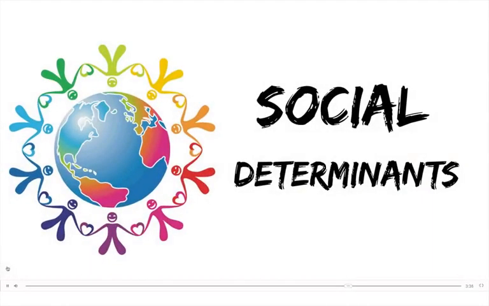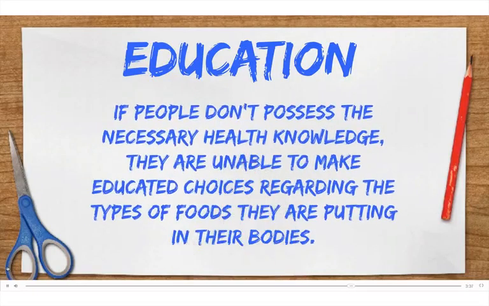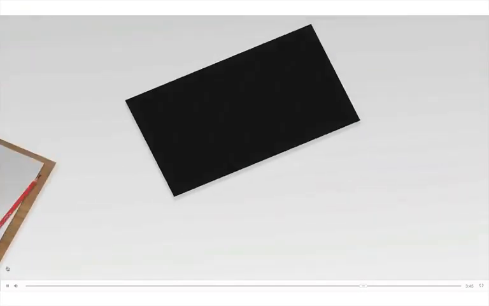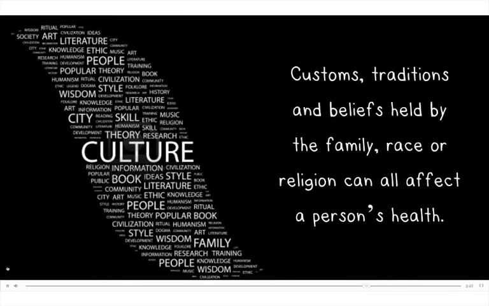Social determinants. Education. If people don't possess the necessary health knowledge, they are unable to make educated choices regarding the types of foods they are putting in their bodies. Culture. Customs, traditions and beliefs held by the family, race or religion can all affect a person's health. For example, some religions forbid the consumption of particular foods and restrict females from participating in physical activities such as sport.